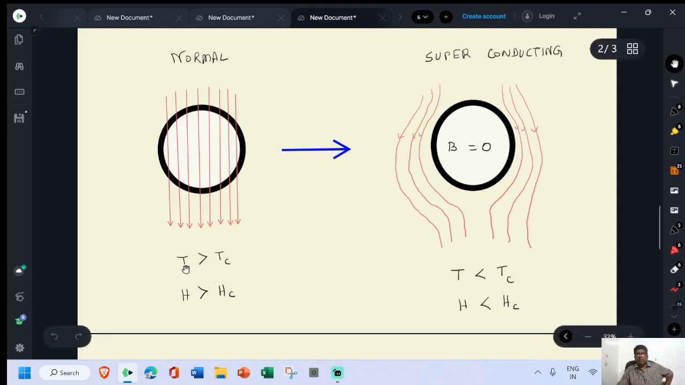If the temperature is greater than the critical temperature and the magnetic field is greater than the critical field, the superconducting material acts as a normal conductor. Once the temperature is reduced to a value lesser than the critical temperature and the magnetic field strength is reduced to a value lesser than the critical field, the same specimen acts as a superconductor. Therefore, the magnetic field lines are not allowed to pass through the specimen.